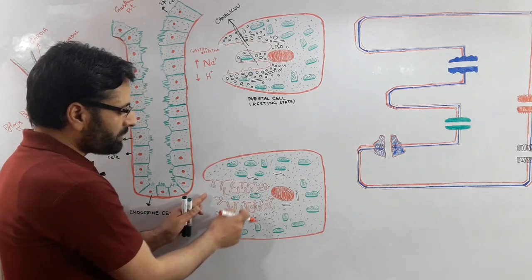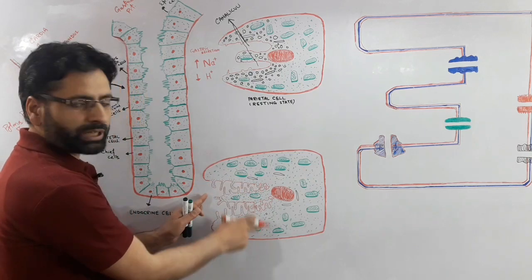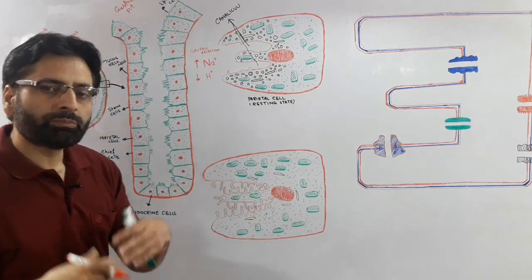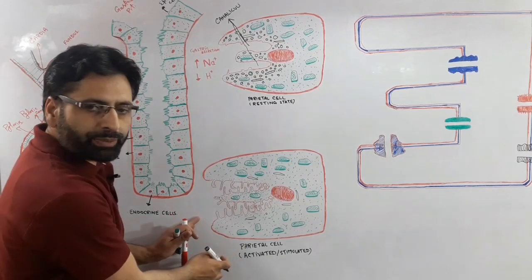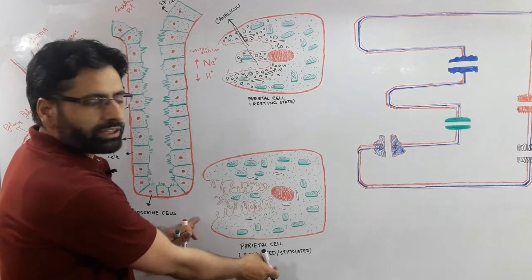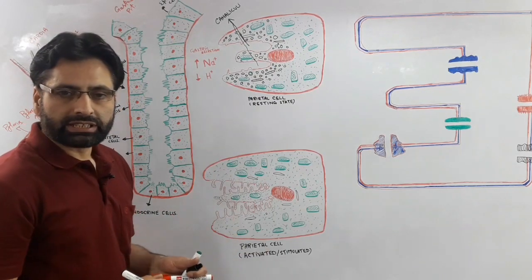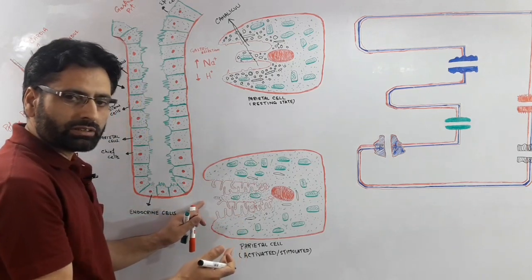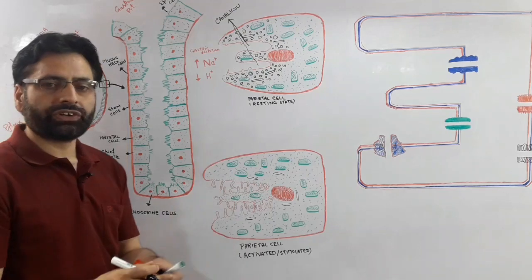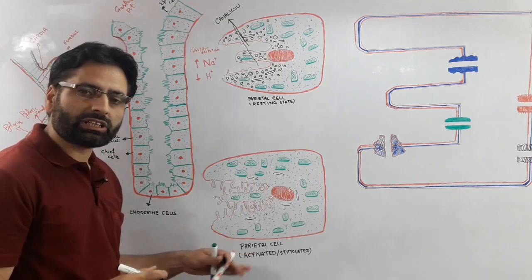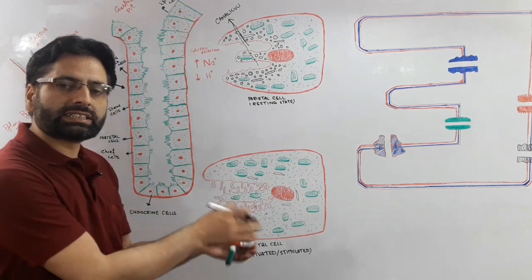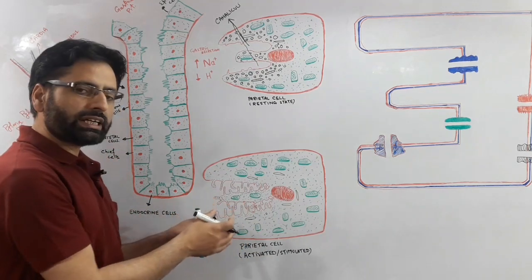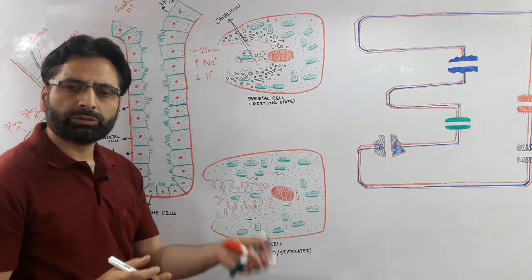And these proton pumps will now be expressed in an increased proportion in this apical region of the parietal cell. So this is the activated, or stimulated, parietal cell. Now, when this parietal cell is activated and increases its secretion, it will increase the secretion of hydrochloric acid as well as the intrinsic factor.